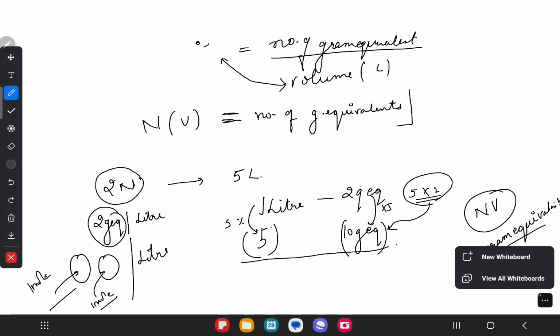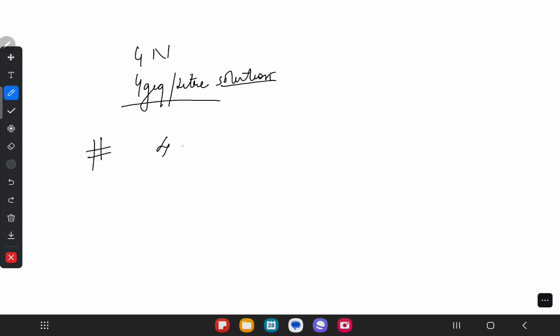No. Sure? Now do this. If I have given 4 normality, what do you understand from this? Can you read it out? That is 4 gram equivalents per liter of solution. Did you understand? So if I am saying that you have 4.5 normality, how would you read this aloud? 4.5 gram equivalents per liter.